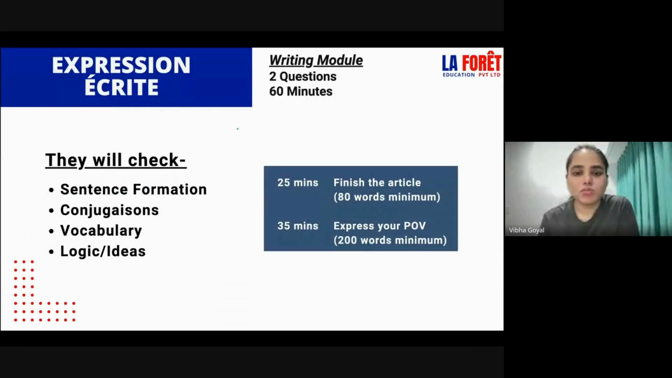Okay, only two tasks for 60 minutes. The two tasks are finishing the article and expressing your point of view. Very classic TEF.